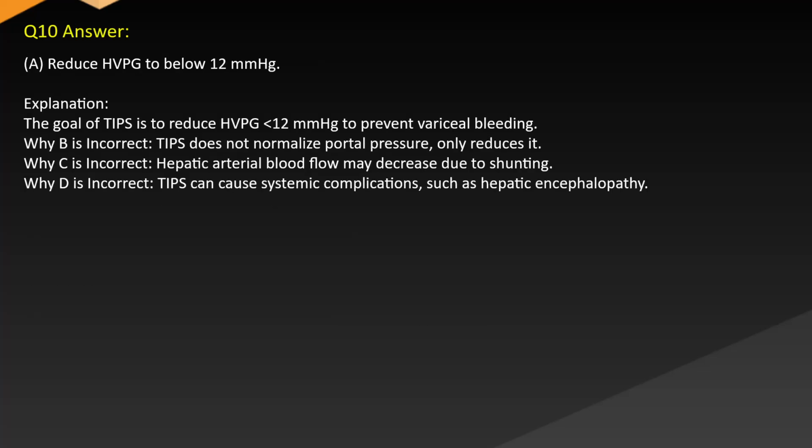Answer A. Reduce HVPG to below 12 mmHg. Explanation: The goal of TIPS is to reduce HVPG below 12 mmHg to prevent variceal bleeding. B is incorrect. TIPS does not normalize portal pressure, only reduces it. C is incorrect. Hepatic arterial blood flow may decrease due to shunting. D is incorrect. TIPS can cause systemic complications such as hepatic encephalopathy.